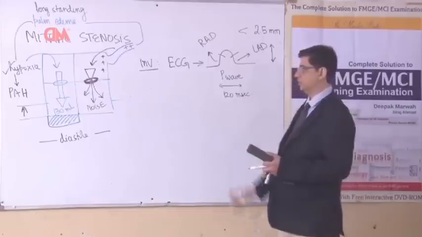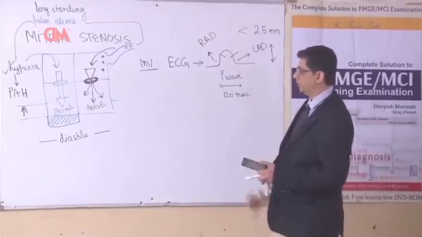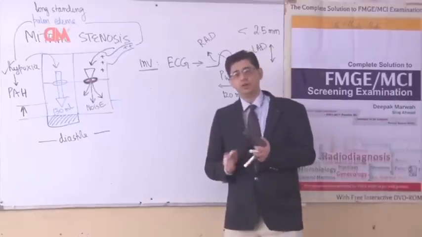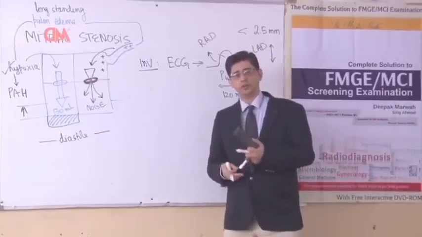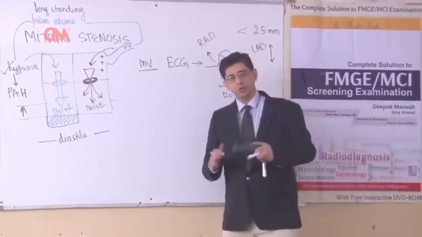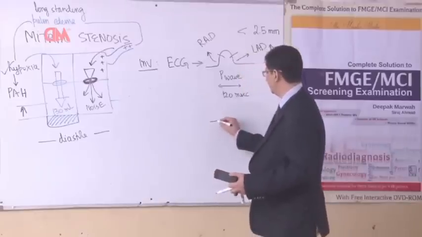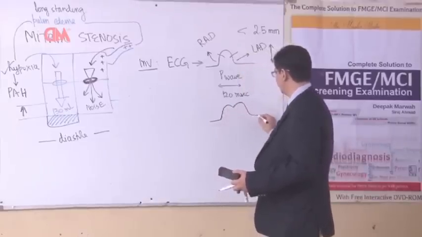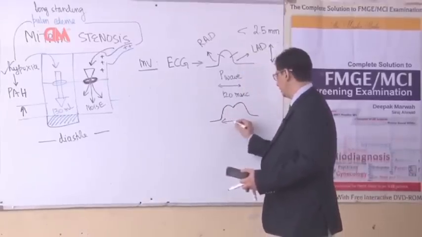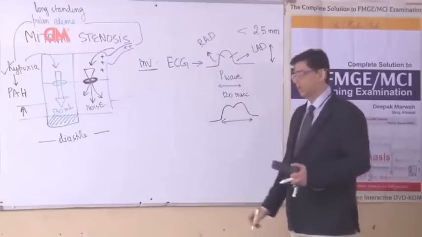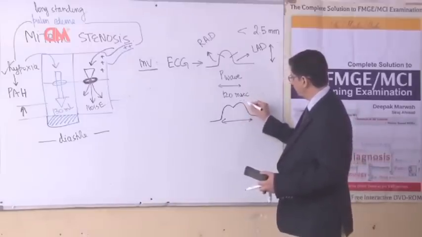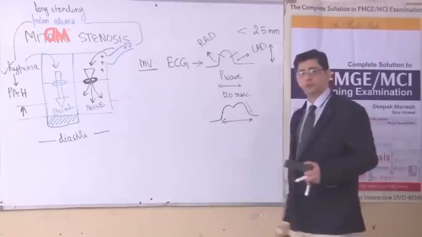In patients of mitral stenosis, because there will be congestion in the left atria and dilation of the left atria, the current will take more time to go across the left atria. If the current will take more time to go across the left atria, then the P wave of the patient will look something like this. You can see that I have increased the duration of the P wave because the current will take more time to go across the left atria of the patient.